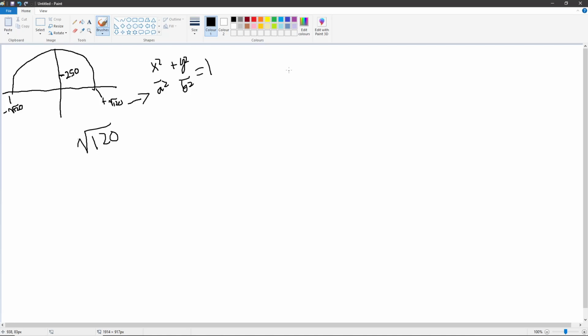So now what you know is x squared over 120. Now, the root 120 is a. Don't make the mistake and write a squared as root 120. A squared will be 120 because it's this squared. Okay.